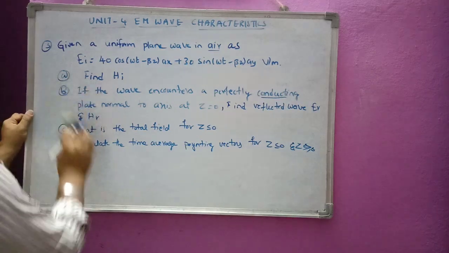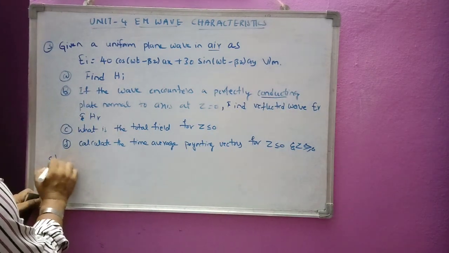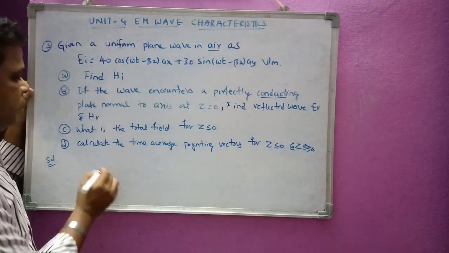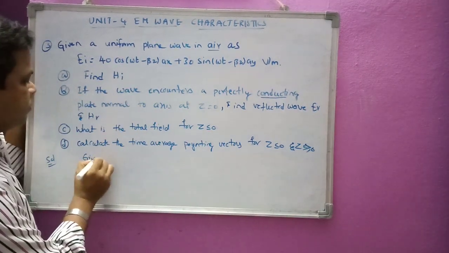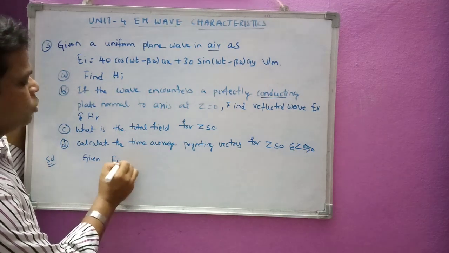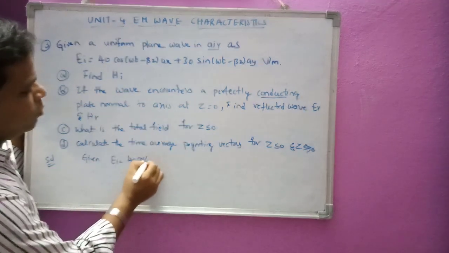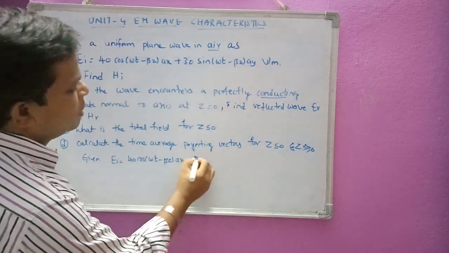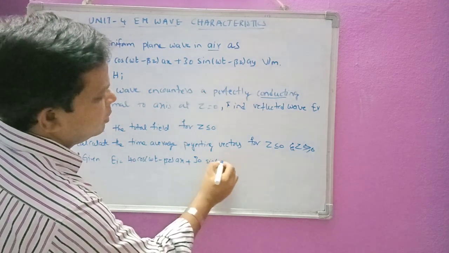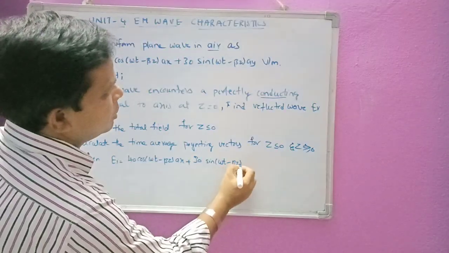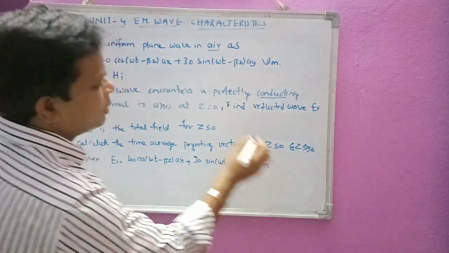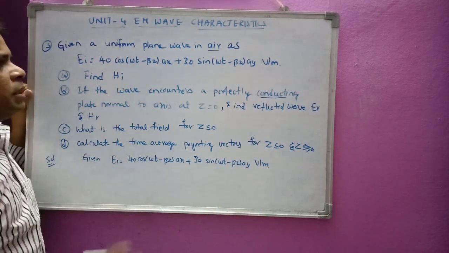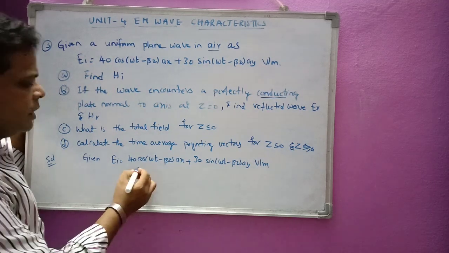Let me write the solution first, starting from here. Let us write given. He has given the electric field. Rewrite here: given E field like this. EI is equal to 40 cos omega t minus beta z AX plus 30 sin omega t minus beta z into AY volts per meter. So he has given this one. We need to find the HI first.